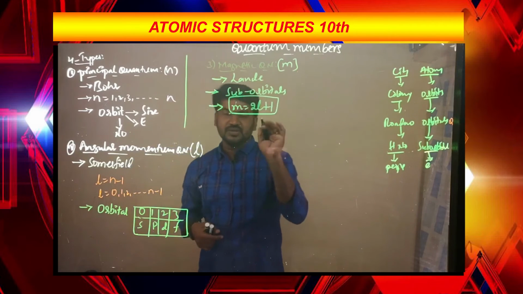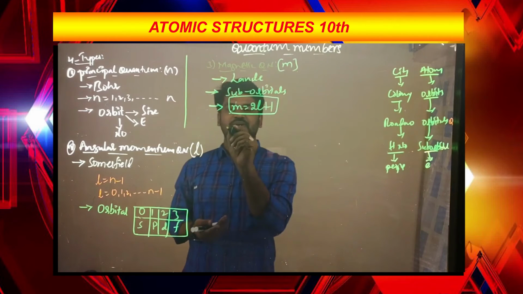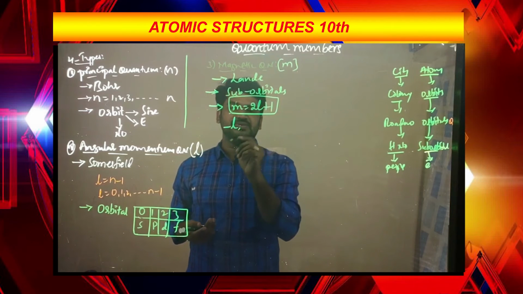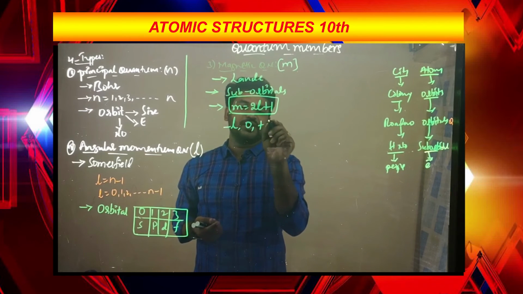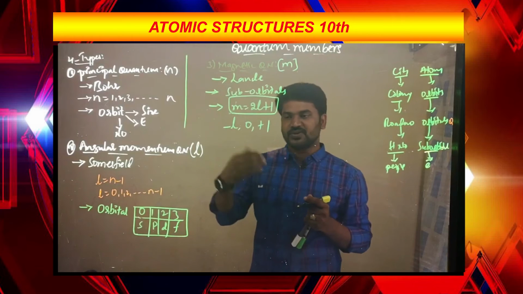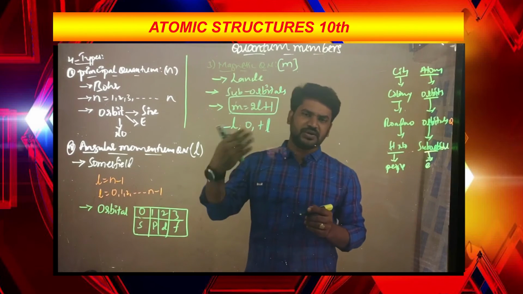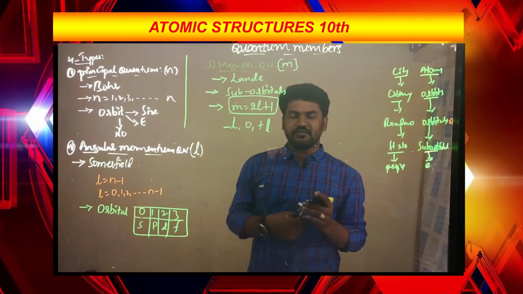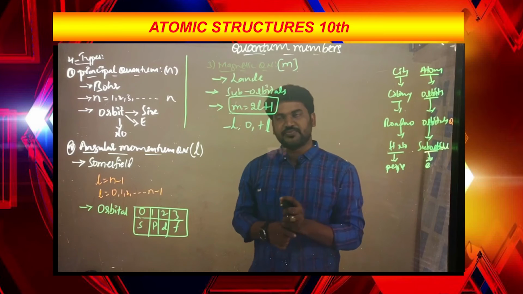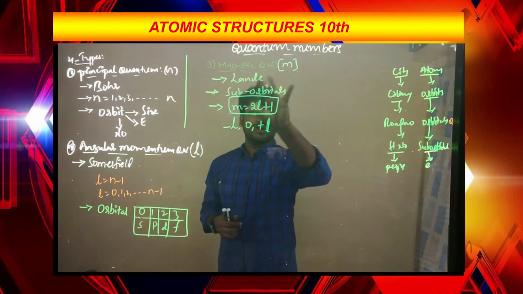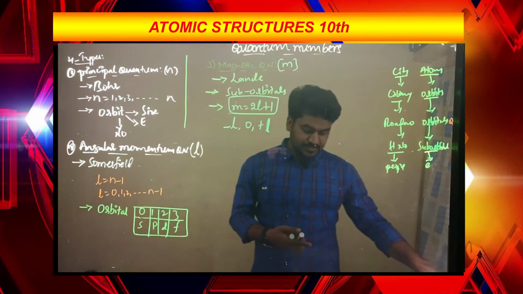Whatever values we get after calculating that, we need to write in the form of minus values, 0, and plus values. You can take x, y, any number, but we are writing numbers over there. How we will write, we will discuss. That is the magnetic quantum number, and we'll count it now.